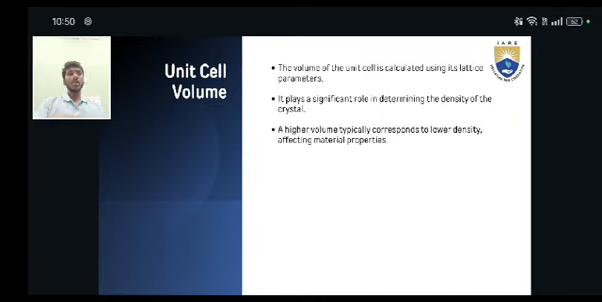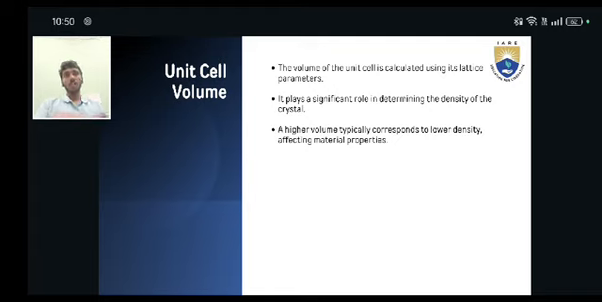Now let's see some of the volumes for different crystal systems. First, cubic system, where all sides and all angles are equal. In this case, the volume of the cubic system unit cell is a cubed.